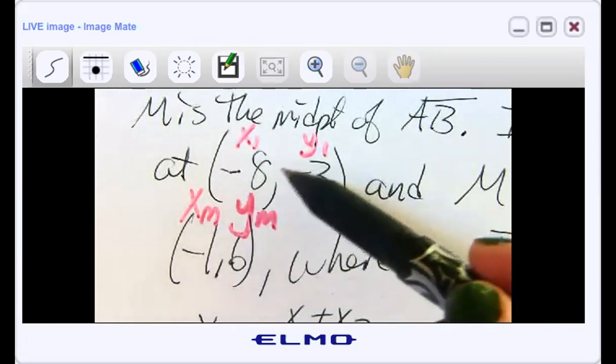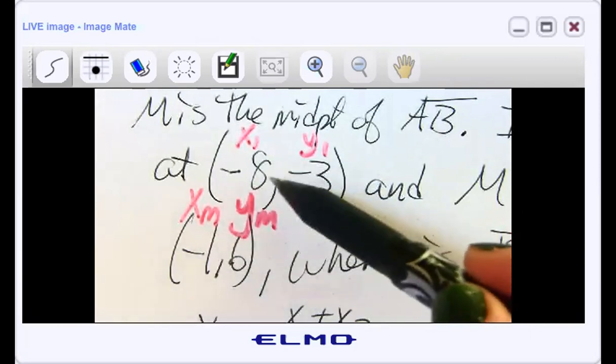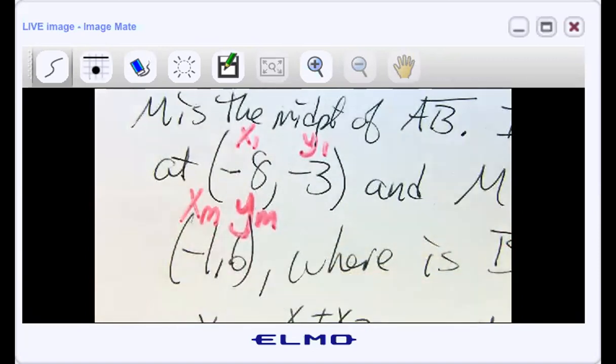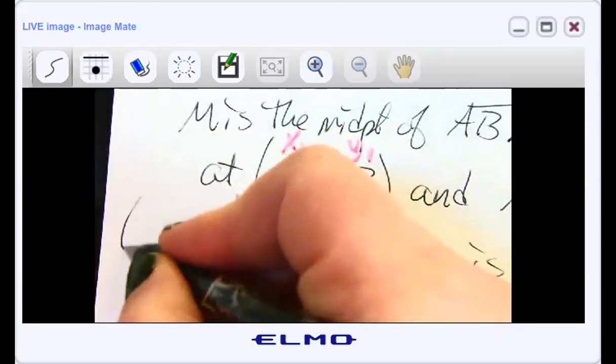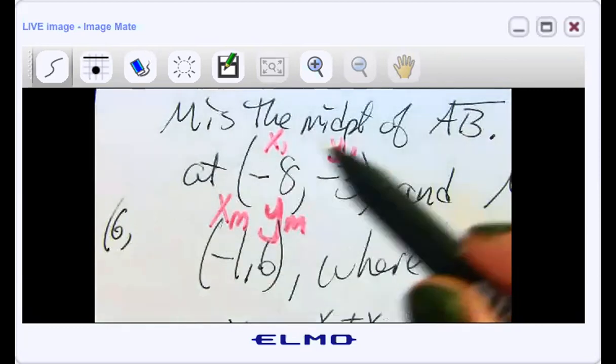So I was at -8 and I got up to -1. How do you go from -8 to -1? You add 7. So now I add 7 more. So if I take -1 and I add 7, don't I get 6? I'm just going to jot my answer down over here. So it's going to be at 6 comma, and now let's try it for the Y's.